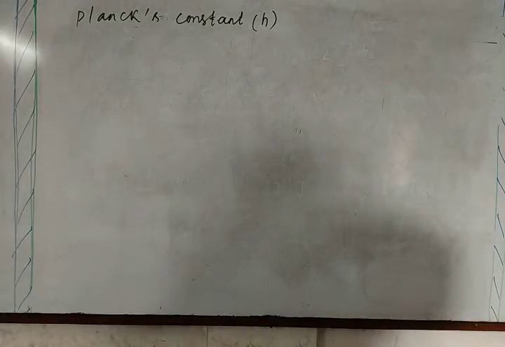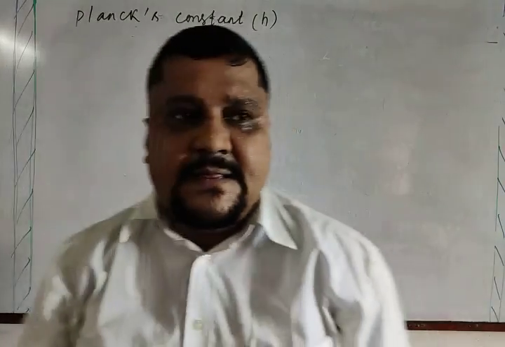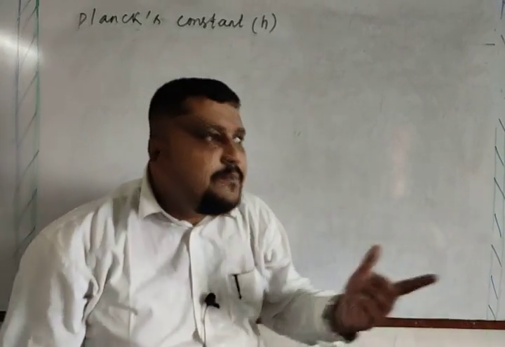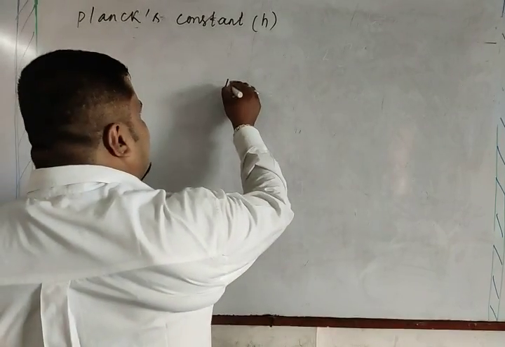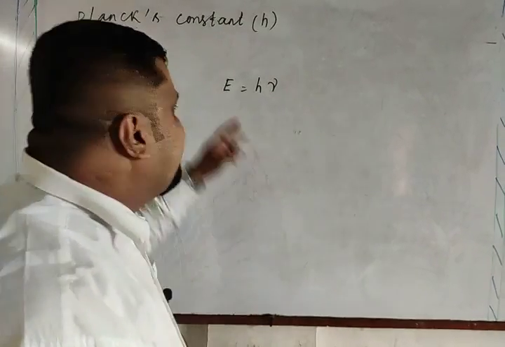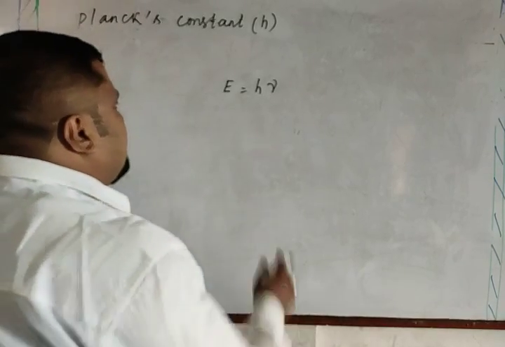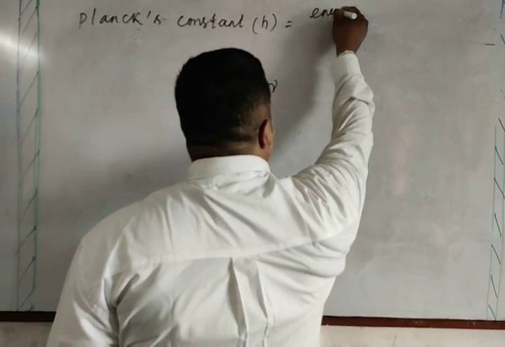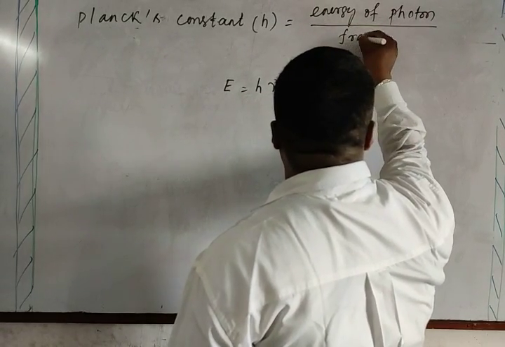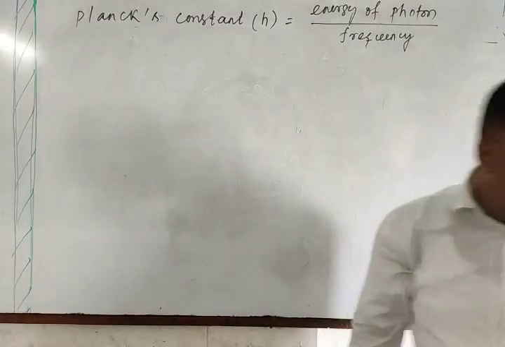Actually, this Planck's constant relates to the energy of a photon. A photon is a light particle. The light particle carries energy. How much is the energy? It is equal to Planck's constant into frequency. So the energy carried by the photon is equal to h nu. That is given by Max Planck, and it is named Planck's constant after the scientist. So h is equal to the energy of a photon divided by frequency. That is the formula. Clear?